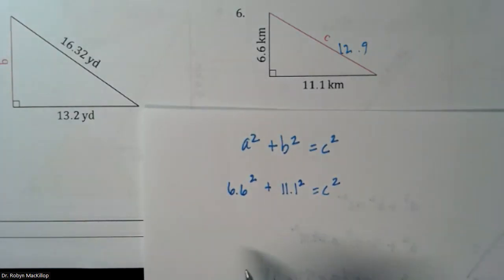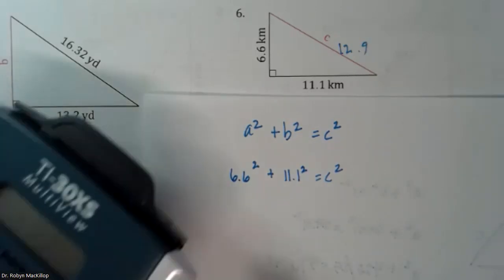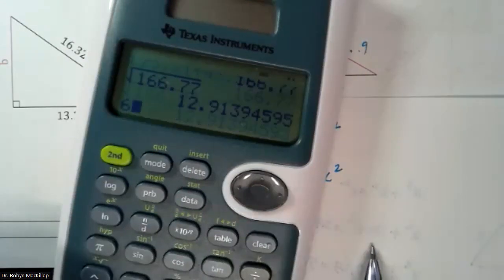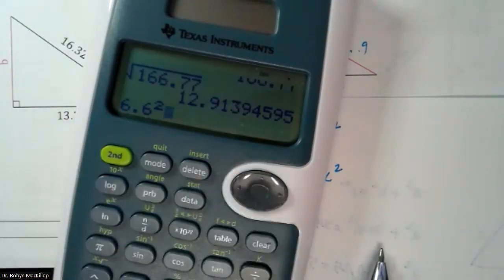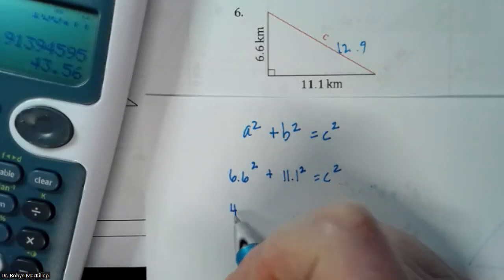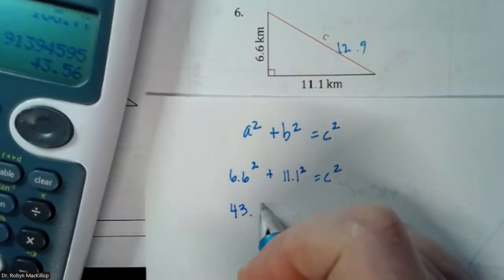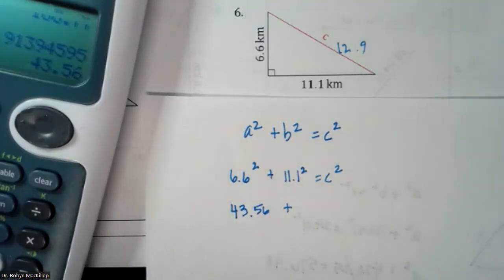Okay. Now, what we have to do is figure out 6.6 squared. What does that equal? And let your calculator do it. Save your brain. 10 to arrow out, enter. I just want to know what 6.6 squared is. 43.56. You got it. So I'm going to rewrite this with the better answer. Now I'm going to figure out what 11.1 squared is.